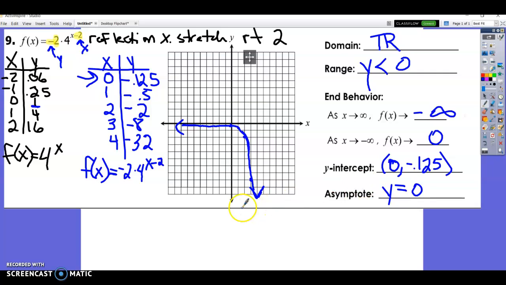And that's it for graphing exponential functions and transformations of exponential functions.